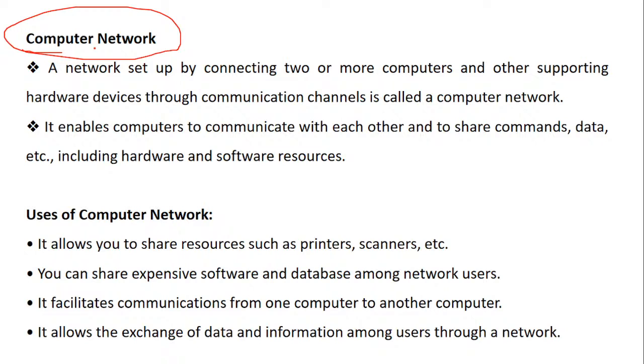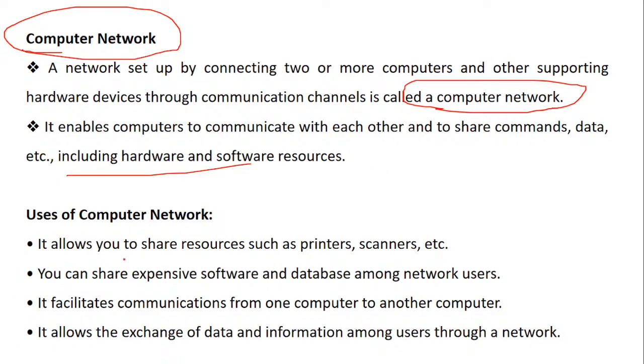a network set up by connecting two or more computers and other supporting hardware devices through communication channels. That is basically defined as, or is known as, a computer network, which enables computers to communicate with each other, to share commands, data, etc., including hardware and software resources. So basically, connecting two or more computers and other supporting hardware devices through a communication channel is called what? Computer network. So how is it useful?